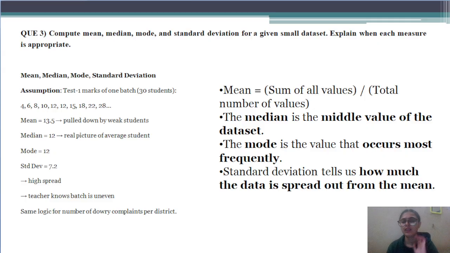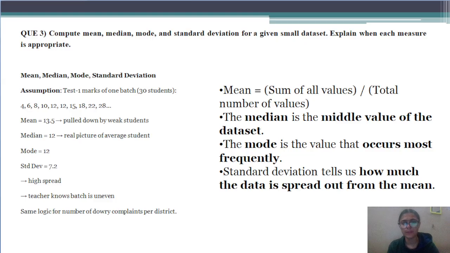Next is median. The median is the middle value of the data set. Since this is a large data set, the middle value comes out to be median 12. Its interpretation is this shows the real picture of an average student because it is not affected by very low or very high marks. Also, median is appropriate when the data is uneven or skewed, and when we have outliers in our data. Very high or very low values are basically considered to be outliers.